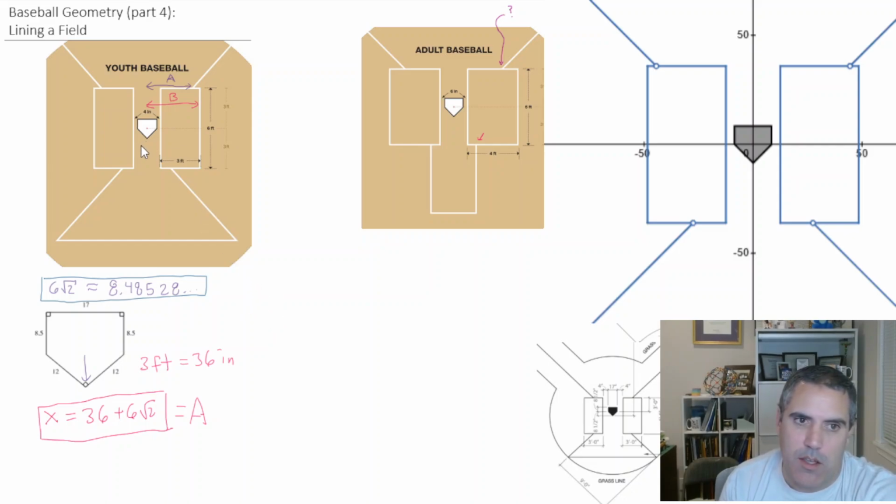I would like to do everything in inches, and I'm just going to count things up. I need to go to the edge of the base, and then I need to go 4 more inches, and then I need to go 3 more feet. So edge of the base, we already know that that's 6 root 2.